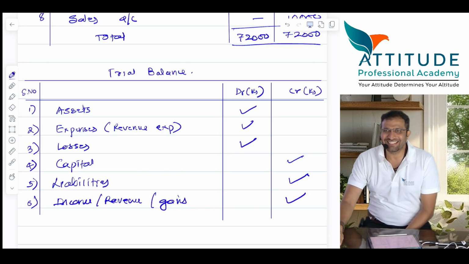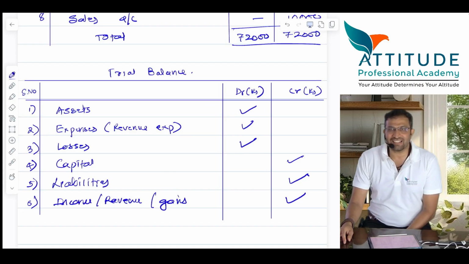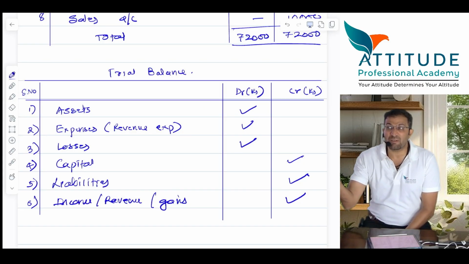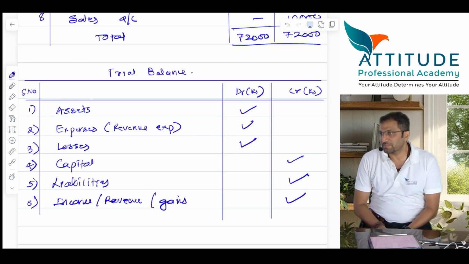Income. Credit balance. Understood? Creditors. Liability, credit balance. Bank overdraft. Liability, credit balance. Correct? Okay. Income received in advance. Anything received in advance is a liability. Is that clear? Liability, what balance? Credit balance. Outstanding income. Income receivable. Asset, debit balance. Understood? This is how you have to prepare your trial balance.